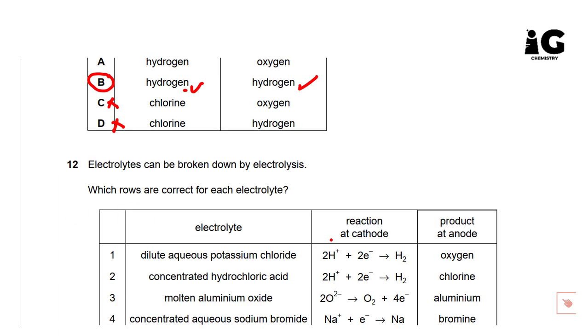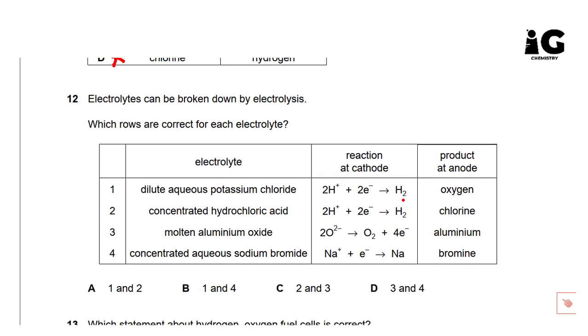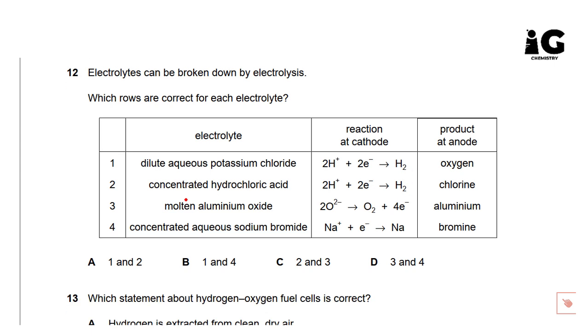Number 12, electrolytes can be broken down by electrolysis. Which rows are correct for each electrolyte? Here the electrolyte is dilute aqueous potassium chloride, the same as the previous one. So potassium chloride, K plus and chloride Cl minus. Dilute aqueous, so we also have H plus and OH minus. We have to focus on the rule of dilute, especially with halides like fluoride, chloride, bromide, iodide, and so on.